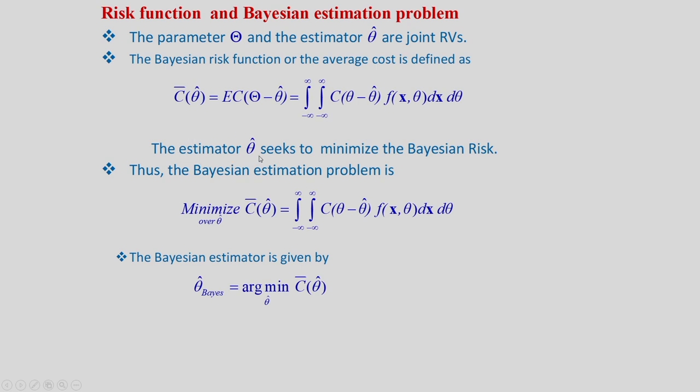The estimator theta hat seeks to minimize the Bayesian risk. So, a Bayesian estimation problem is to minimize this risk function. Thus, the Bayesian estimation problem is given by: minimize over theta hat C bar of theta hat, which is equal to the double integration from minus infinity to infinity of C of theta minus theta hat into f of x, theta dx d theta. The Bayesian estimator is now given by theta hat Bayes equal to arg min over theta hat of C bar of theta hat. So, the value of theta hat corresponding to the minimum is the Bayes estimator.